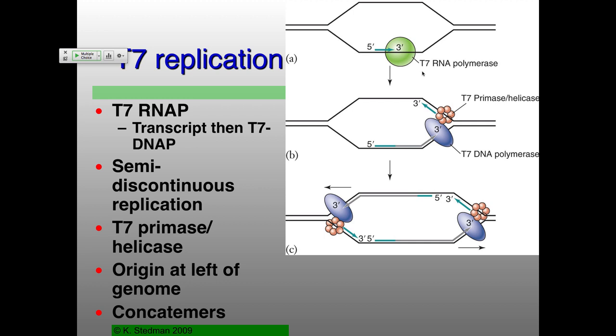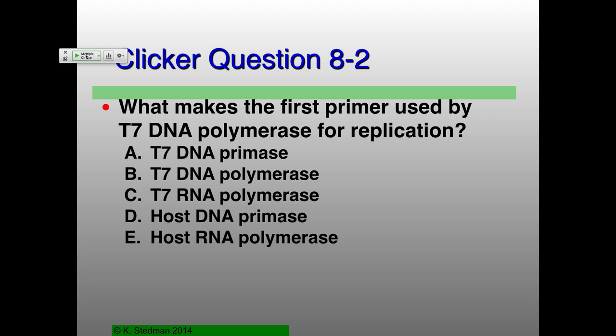What makes the first primer used by T7 DNA polymerase for replication? T7 DNA primase, T7 DNA polymerase, T7 RNA polymerase, host DNA primase, host RNA polymerase.